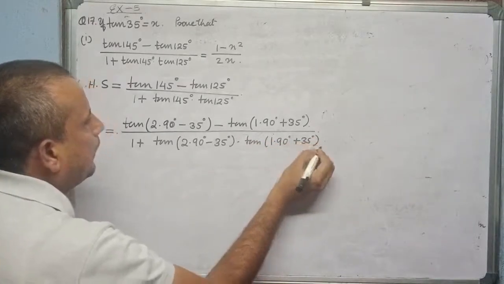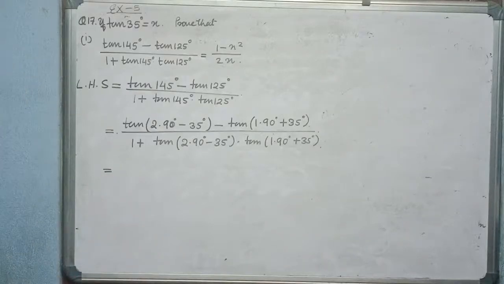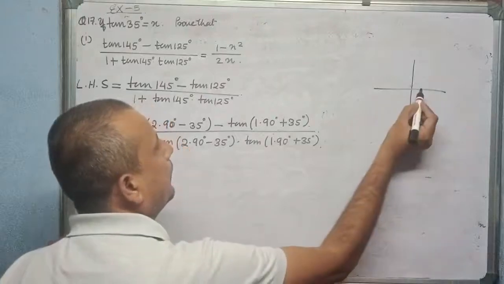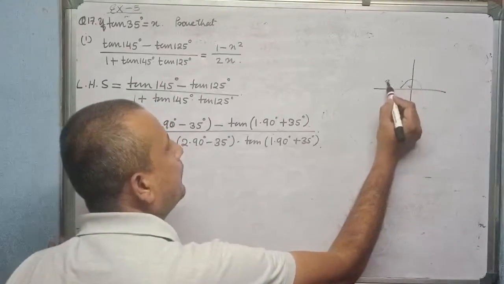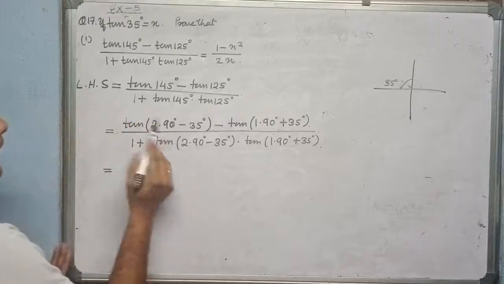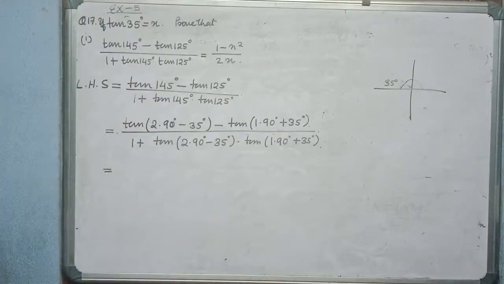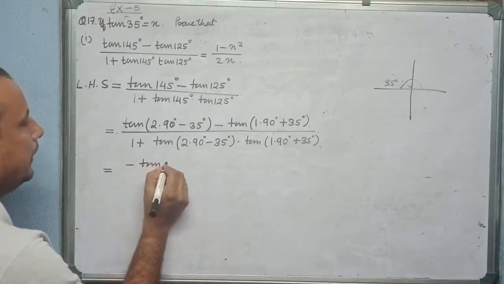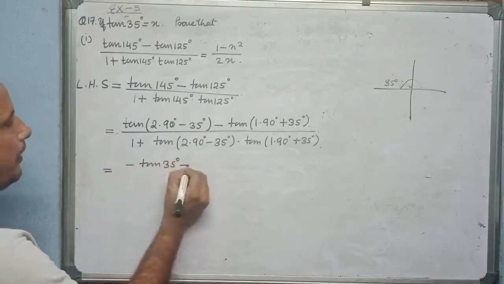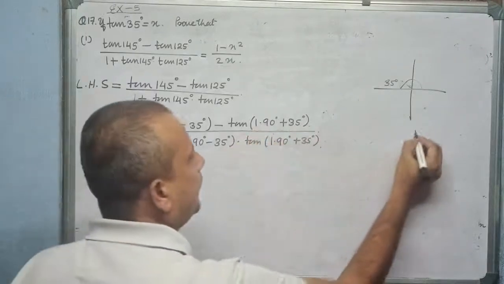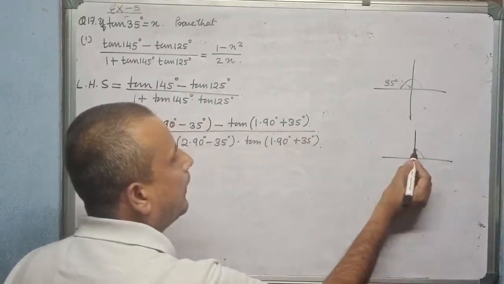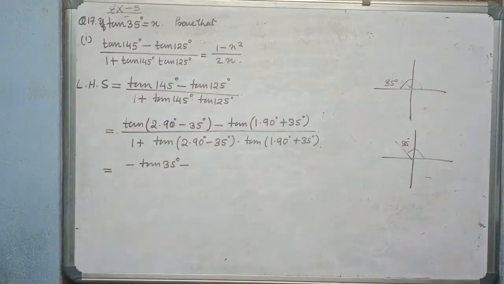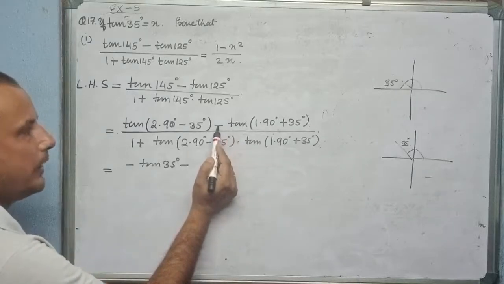Now I'll adjust these things in terms of quadrant form. 2 into 90 minus 35 and 1 into 90 plus 35, these two quantities lie in the second quadrant. In the second quadrant, only sine and cosec will be positive. That means tan is negative in the second quadrant. So you can write minus tan 35 degree. Minus, 1 into 90 plus 35 also lies in the second quadrant. In the second quadrant, tan is negative. Already a negative sign is given.